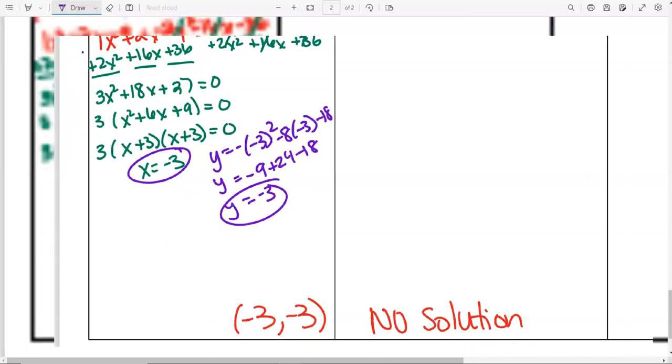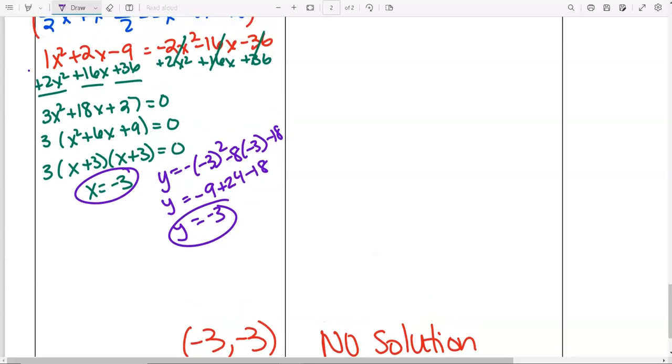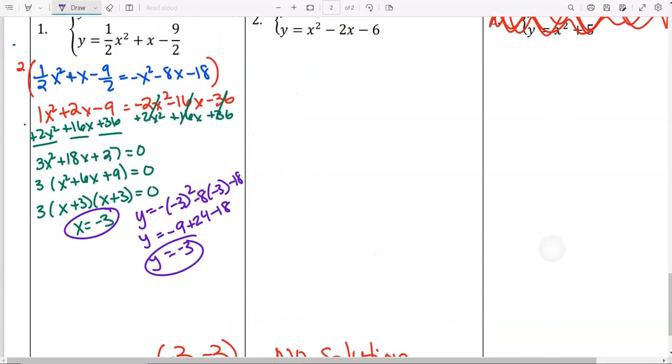These two parabolas are crossing over at the point -3, -3. There you go. So number 1 was geared more towards a substitution type of setup.